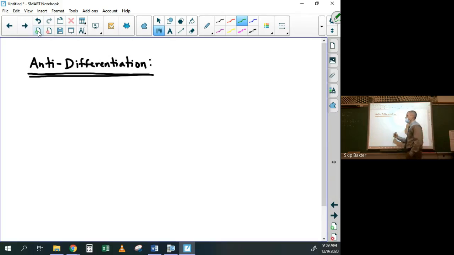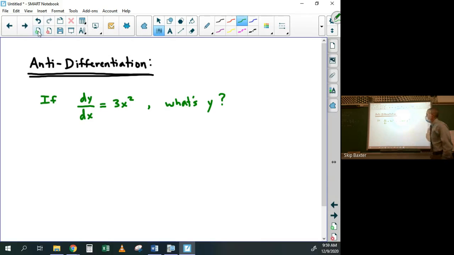That's the idea, right? So if I said, if dy/dx is equal to, for example, 3x squared, then what's y? So this would be an easy one to answer. What's the answer? Okay, kind of. It's a trick question. So yeah, y is x cubed is one possible answer, but there's lots of possible answers, right? There's lots of different functions that have the derivative 3x squared. Who can give me another one?